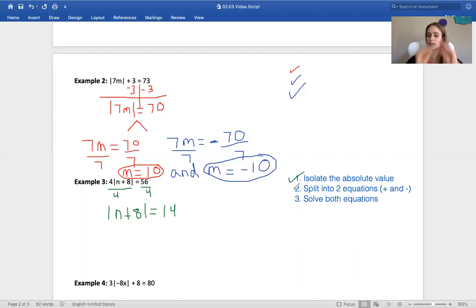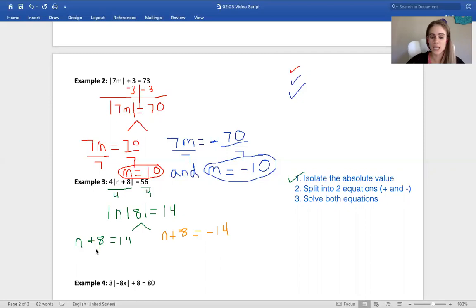Now that it's isolated is when I can split into two equations. I do the positive option first, n plus 8 equals a positive 14. Then we can split into our negative version. n plus 8 equals a negative 14. Okay. All right, again, we got some one-step equations, so that's kind of nice. It's always handy when you get to the end and it can go a little faster.